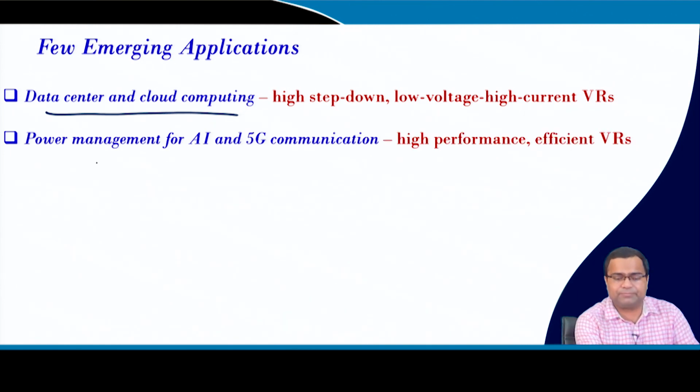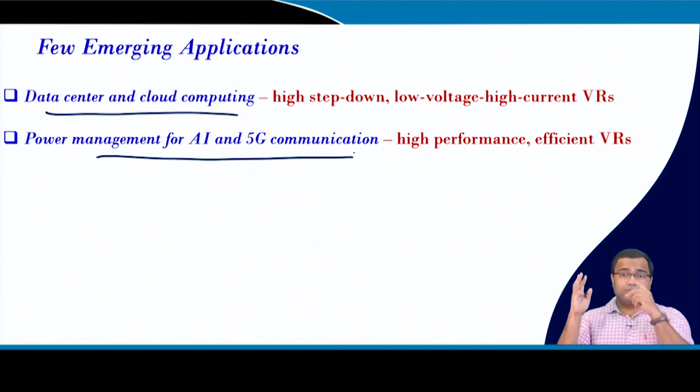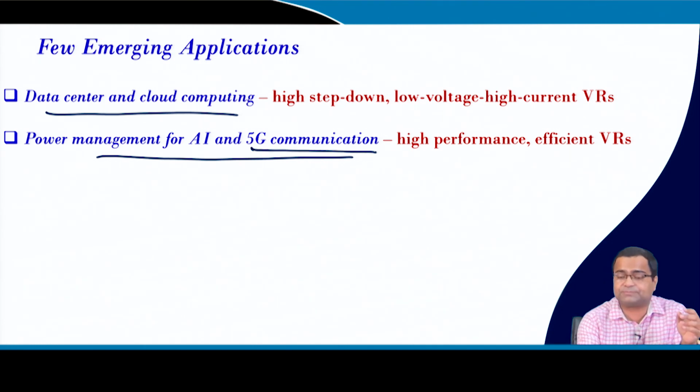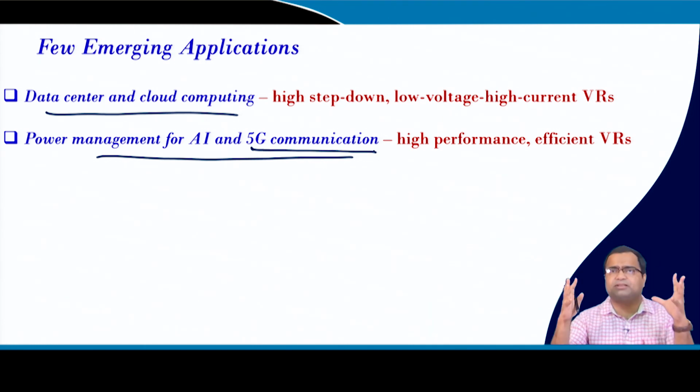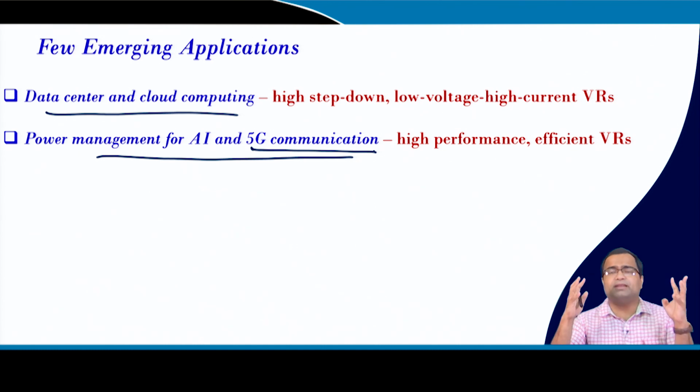Then the power management for AI and 5G communication is also very important, because we want 5G communication where the speed of communication should be extremely fast, but who is responsible for fast communication? Who will provide power? So, it is a power converter, right. The power converter bandwidth has to be very fast, and there will be a lot of development in the area of dynamic voltage scaling as well as the envelope tracking power supply for this fast communication.